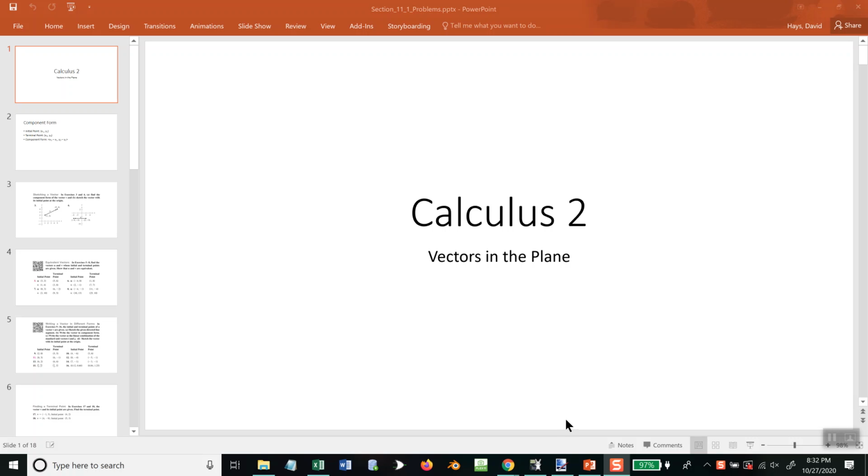Vectors in a plane? Yeah, so it's going to be a boring topic for many, if you've seen vectors before.